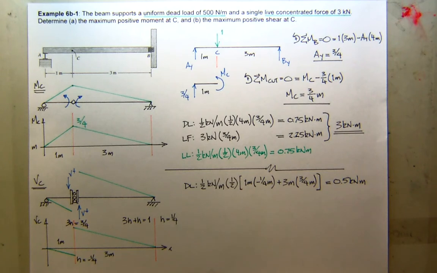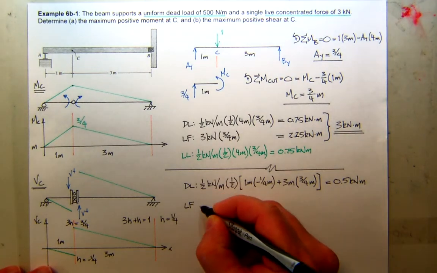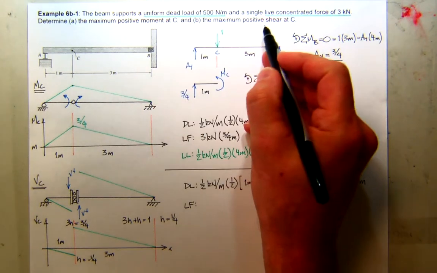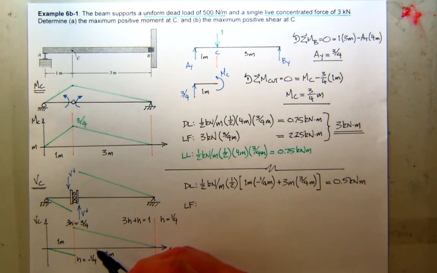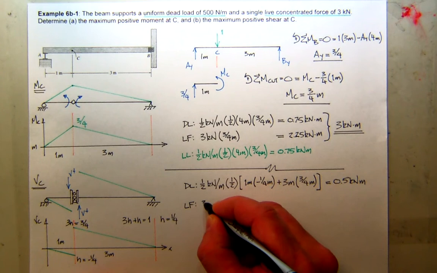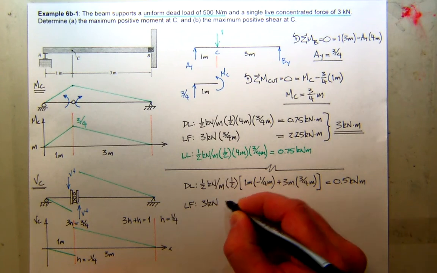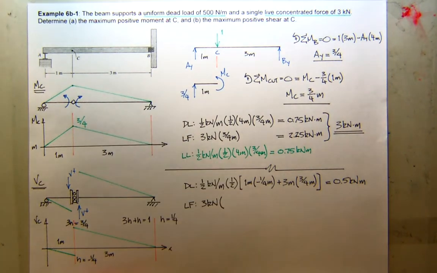Maybe I'll do it. All right, what about the live force? We're trying to find the positive shear, right? So where should I apply it? Where's the biggest positive value? At C. Yeah, just to the right of C. So I'll apply it there. That force will be 3 kilonewtons, and I'll apply that at, well, that's funny. They both have the same value. How unusual.